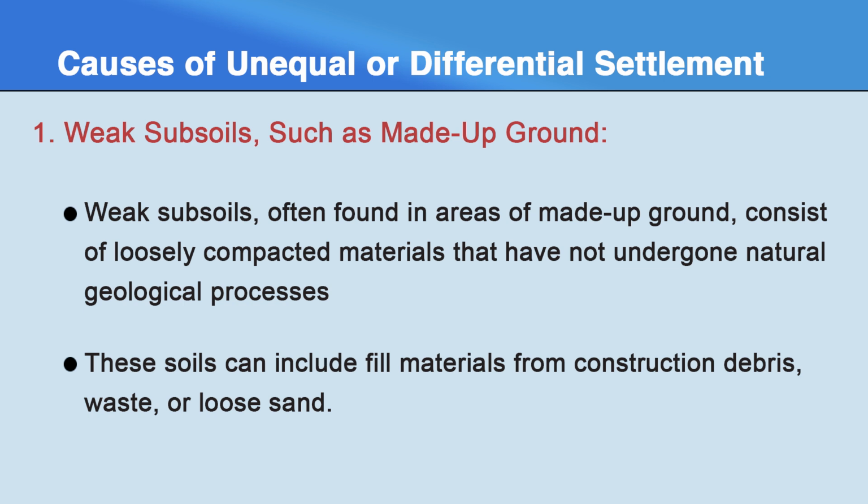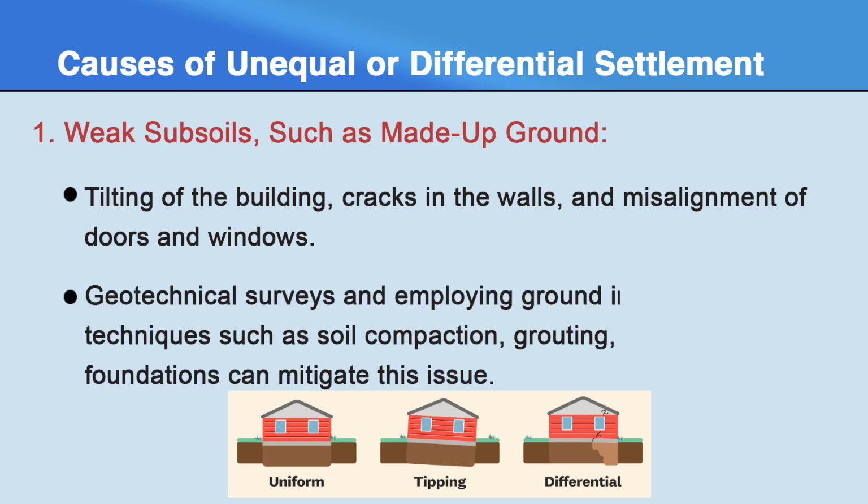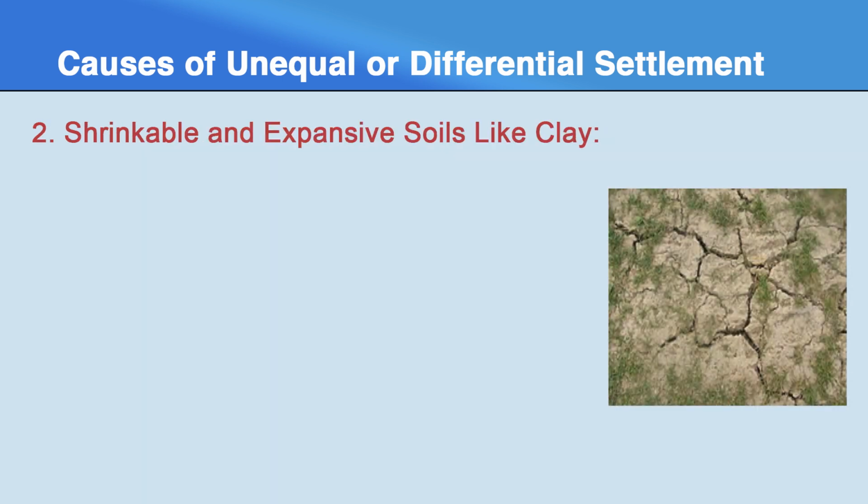Over time, as the load from the structure compacts the weak subsoil, different parts of the foundation may settle at different or varying rates. This can cause tilting of the building, cracks in the walls and misalignment of doors and windows. Conducting thorough geotechnical surveys and employing ground improvement techniques such as soil compaction, grouting or using deep foundations can mitigate this issue. Second is shrinkable and expansive soils like clay.